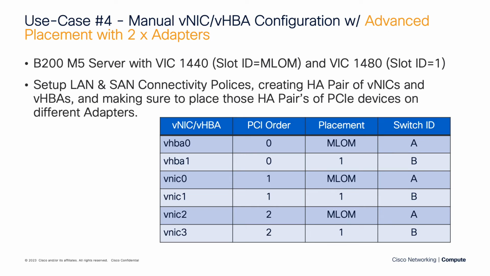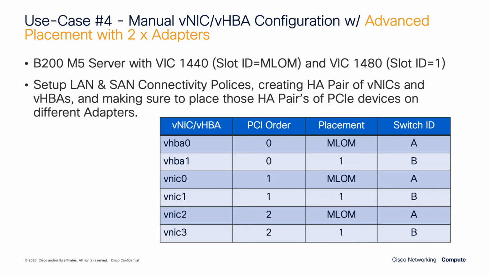All right, for our fourth and final use case, number 4, we're going to build a LAN connectivity policy and a SAN connectivity policy. We're going to use manual configuration for both with advanced placement, but we're going to place the vNICs and VHBAs on both adapters. We're going to kind of load balance across both adapters. We're going to use a B200M5, and we have a 1440 VIC in the MLOM slot, and we have a VIC 1480 in slot 1.